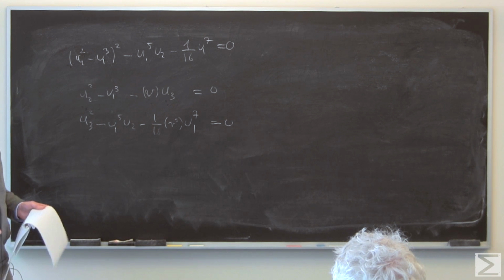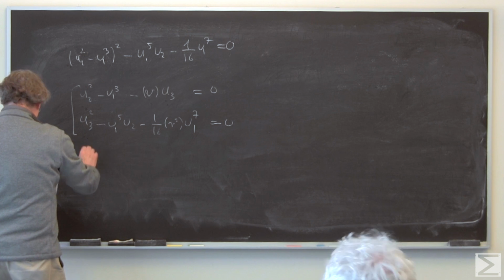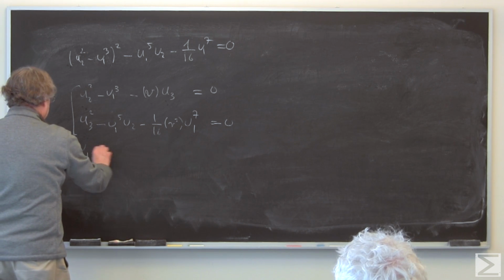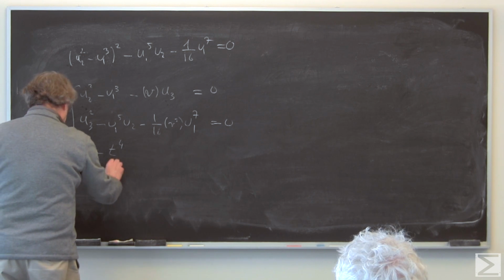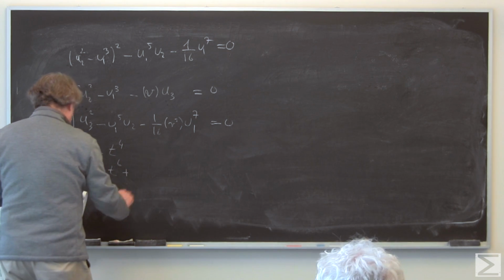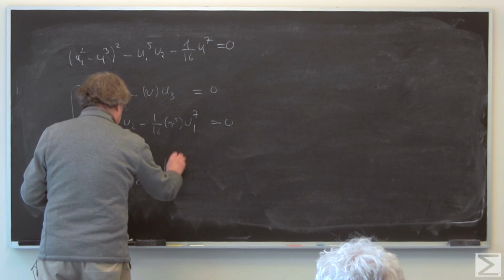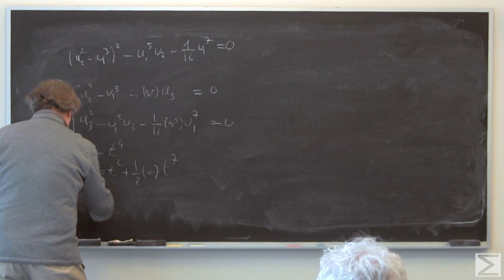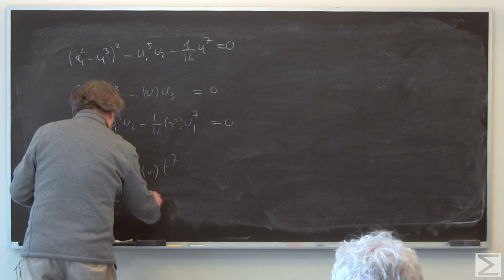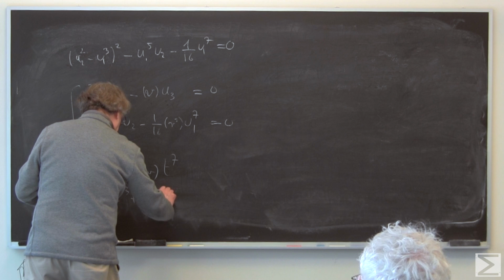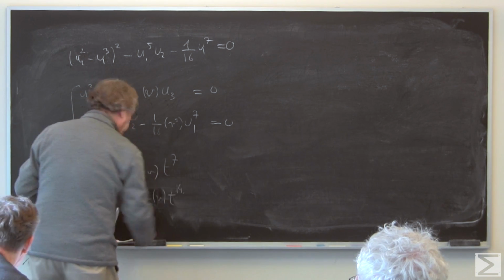So this is a space curve which is isomorphic to my plane curve. It's just re-embedded. And this presentation can be parametrized as u1 equals t^4, u2 equals t^6 plus 1/2 v t^7, and u3 equals t^13 plus 1/4 v t^14.